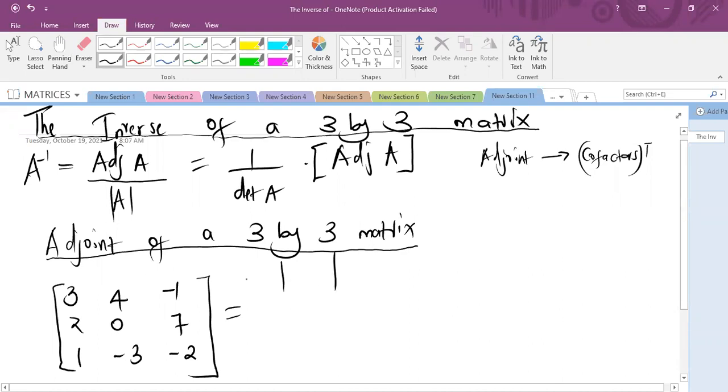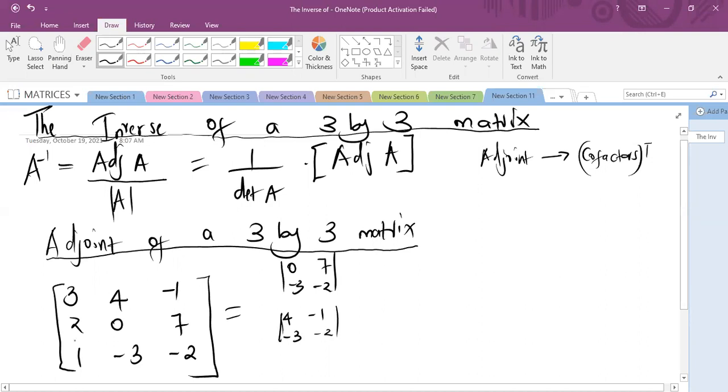Deleting the row and column of 3, we will remain with 0, 7, minus 3, minus 2. We do the same for all the positions in this matrix. So let's say, for example, we want to get the cofactor of this position 2. We delete the row and column in which 2 lies, and then we will remain with 4, minus 1, minus 3, minus 2. We get the determinant of that.